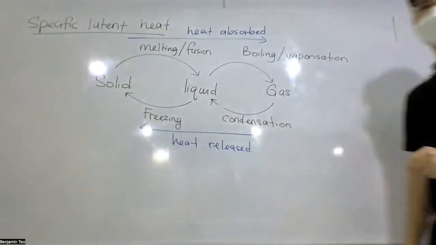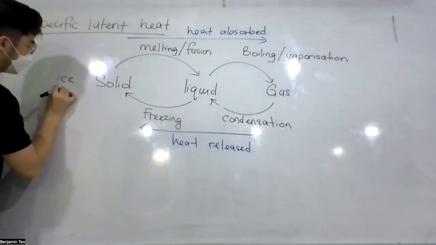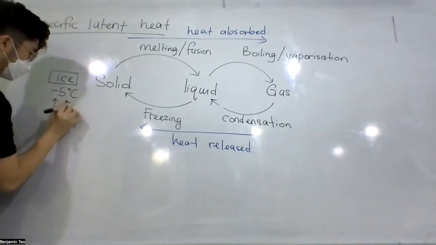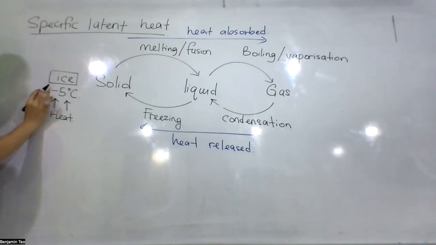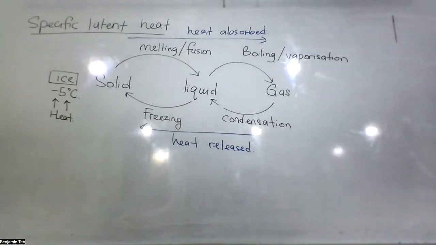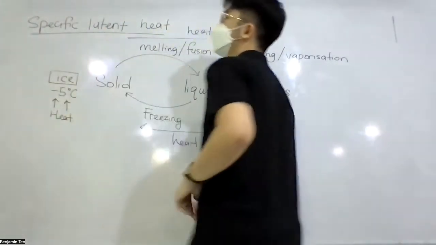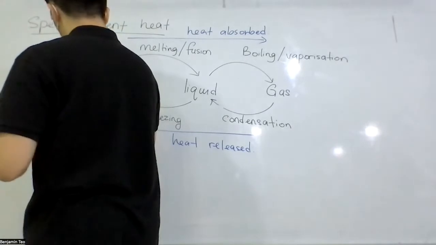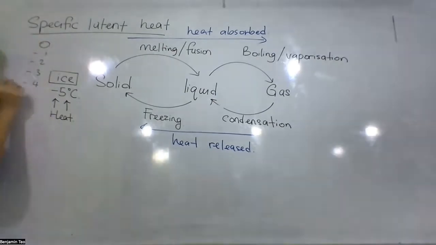Let's say we start with a solid at a certain temperature. Okay, let's start with ice, ice at -5 degrees Celsius, and I heat the ice. When I give it heat energy, the temperature will start to rise. Recall, what is temperature? Temperature is the average kinetic energy. So we give our heat energy, the particles will move faster, average kinetic energy will increase, so temperature will start to increase. Now the temperature goes from -5 to -4, -3, -2, -1, 0. It is increasing.